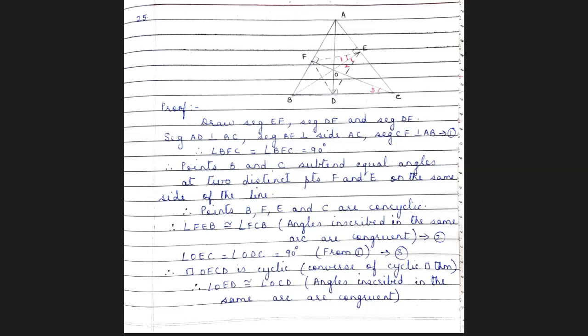Therefore, angle OED is congruent to angle OCD. Why? Because they are angles inscribed in the same arc. Now, children, I told you OECD again is cyclic. If I were to draw a circle, I would get a cyclic quadrilateral, and therefore angle OED and angle OCD would be subtended by the same arc, and therefore they will be congruent.